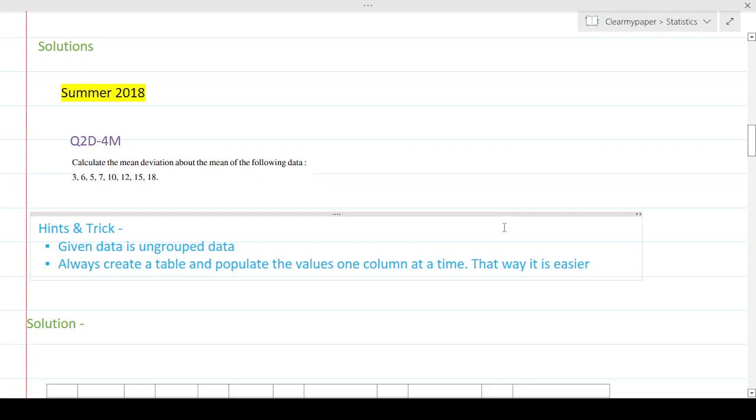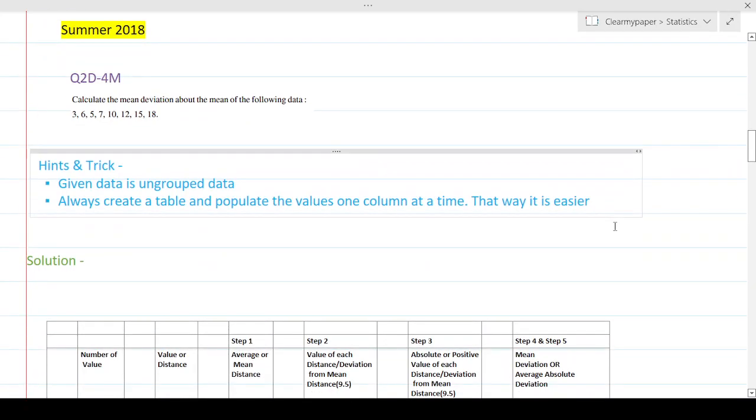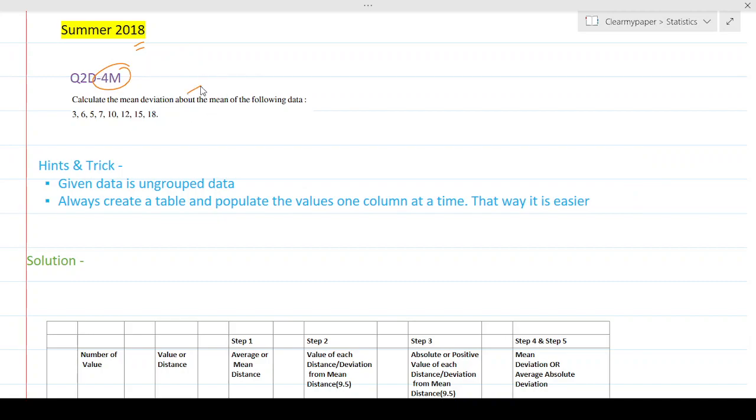So what do we have here? We have a summer 2018 problem for 4 marks, and we have got ungrouped data. That's just the raw data, and they're asking us to find the mean deviation about the mean. We will call it MD, which is mean deviation, or we can call it mean absolute deviation. It's all the same thing. And the biggest trick is, before you solve, from the very question, you should understand that the given data is ungrouped. That's your first check mark.